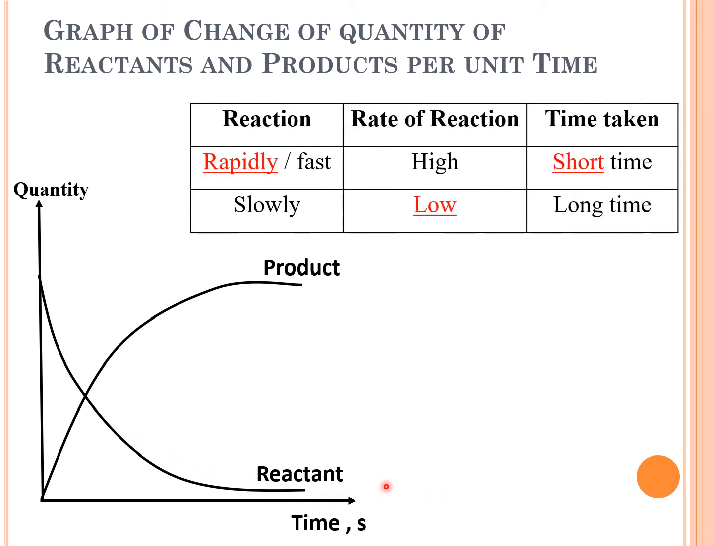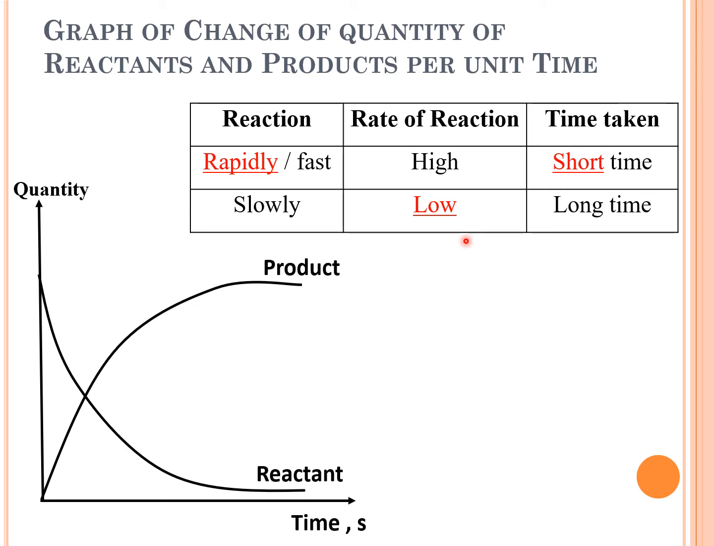Okay. Now we see the terms we are going to use when we mention the reaction. The reaction is fast. The reaction is slow. But when you mention rate of reaction, you have to use the word high or low. Sometimes you may use increase or decrease. Okay, now we are on page 2.